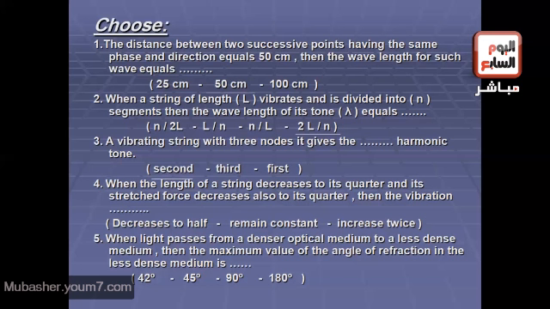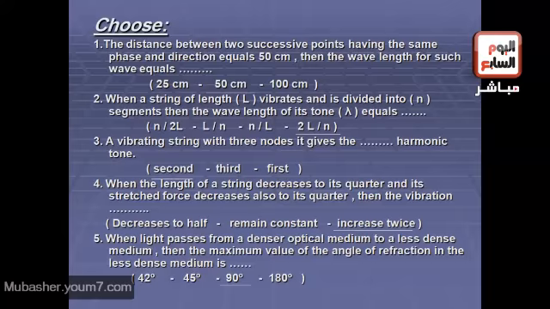Very good. Number 5. When light passes from denser optical medium to a less dense medium, then the maximum value of the angle of refraction in the less dense medium is, yes, it must be 90 degrees. Why? Because, that's right, if the ray falls by angle greater than the critical angle, then it will not refract to the second medium, but it will reflect again and total internal reflection takes place. Very good. Then the answer will be 90 degrees.